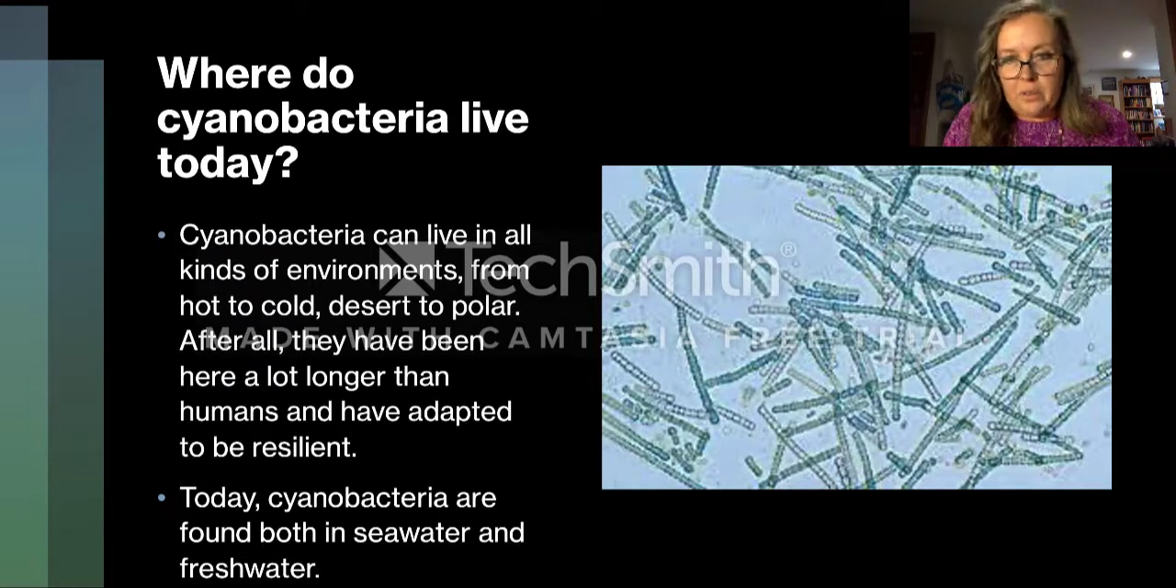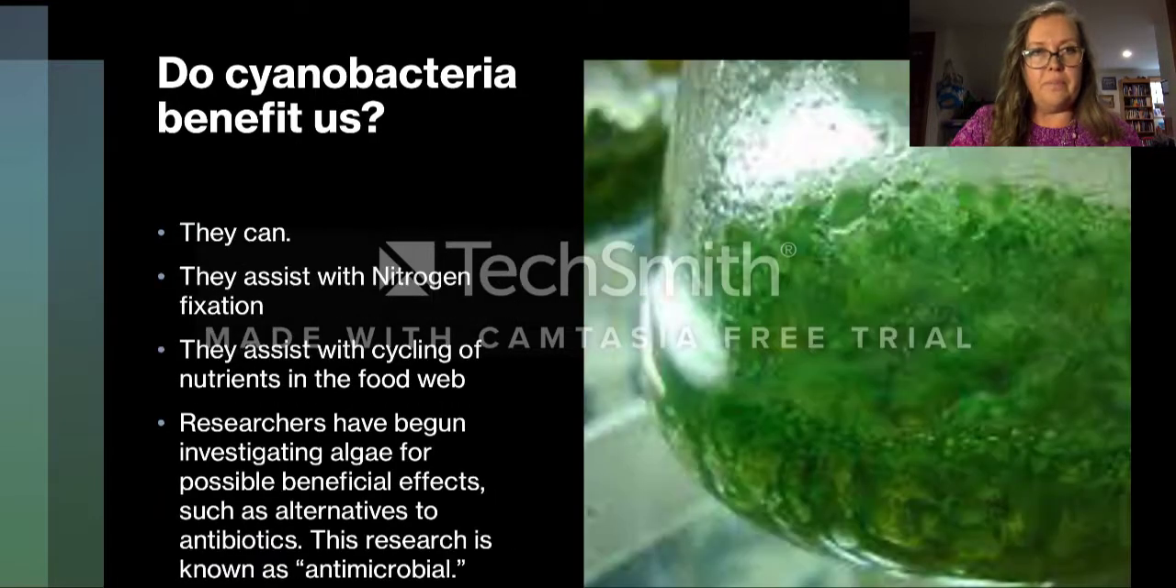Cyanobacteria are pretty small, as you can see. They're a type of microbe. They can live in all kinds of environments, everything from the equator to the polar regions, deserts, warm environments, humid environments. They've seen it all because they've been around a lot longer than even us humans, and so they have adapted to a lot of different Earth conditions, and they're pretty resilient. Today they're found in both seawater and freshwater, so they've adapted to that as well. They're pretty successful life forms.